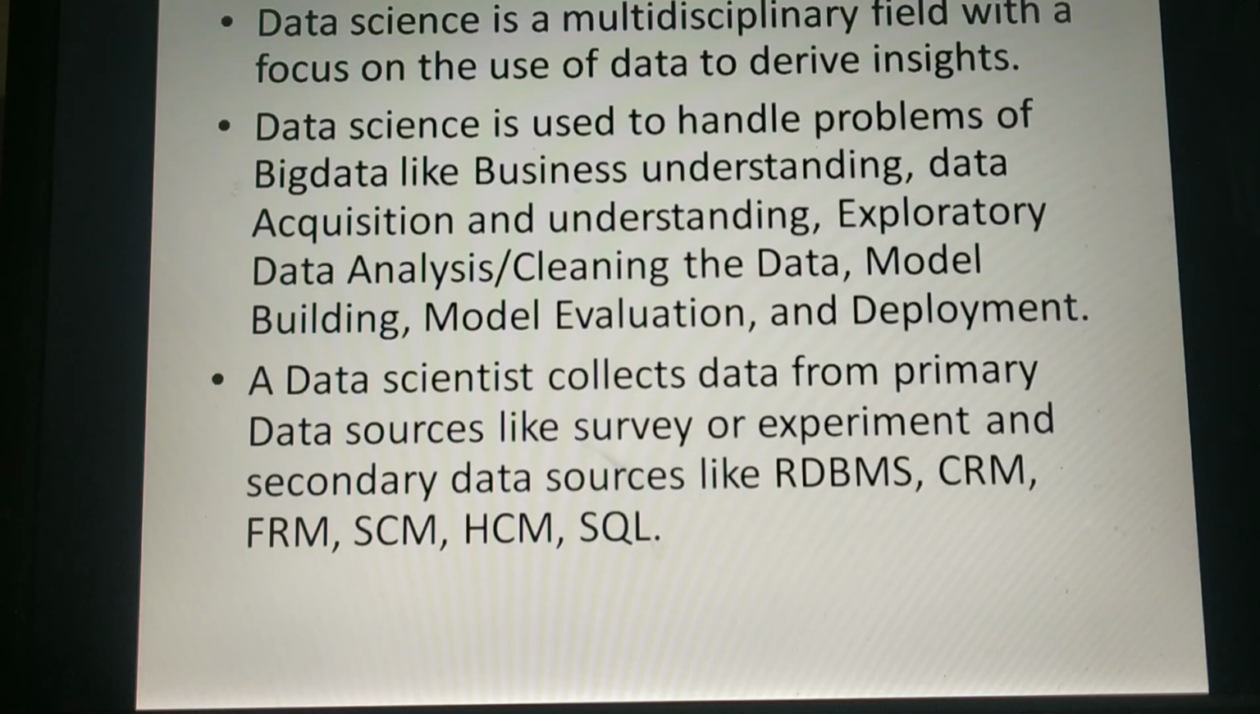Data science also acts as a multidisciplinary field with a focus on the use of data to derive insights. A good data scientist must possess a wide range of skills, for example, programming, mathematics and domain knowledge of the desired field of application.